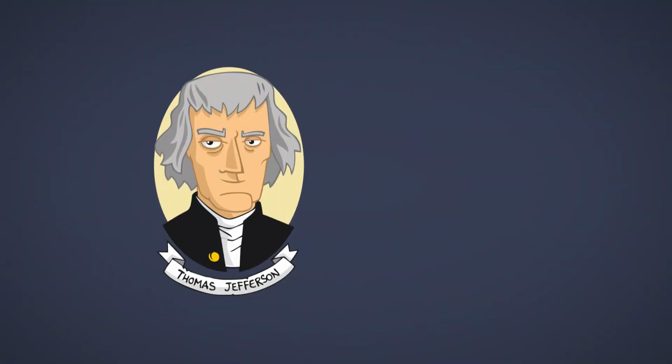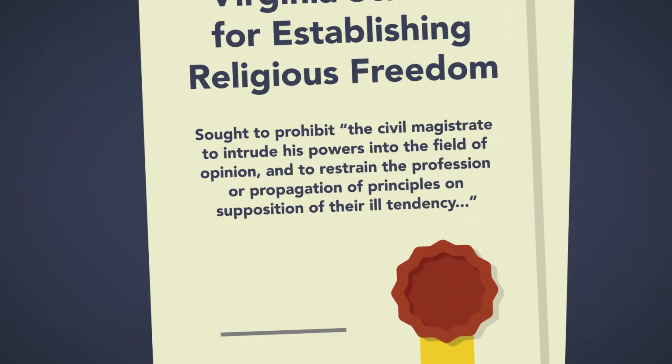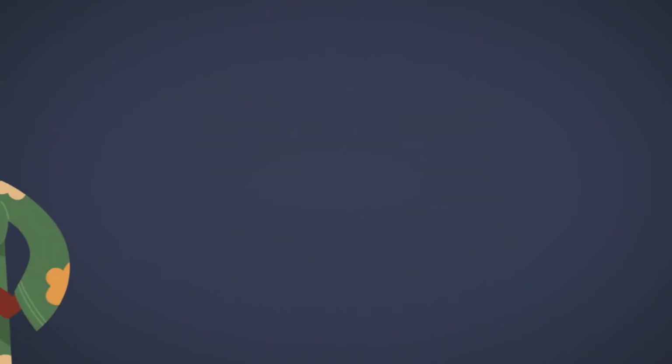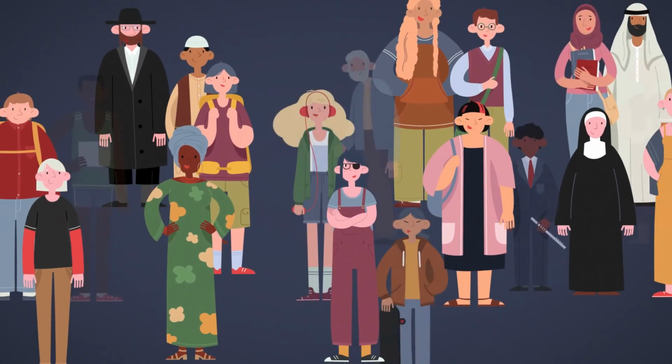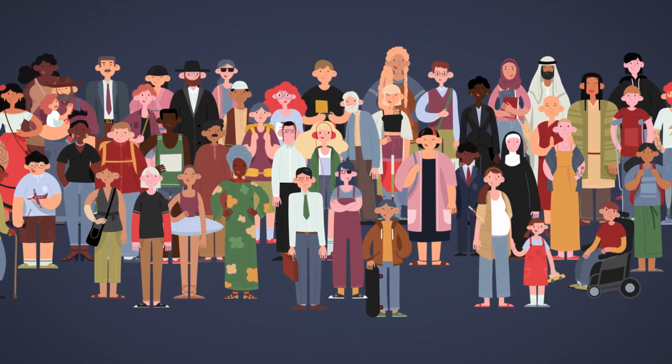The court relied on Thomas Jefferson's preamble to the 1786 Virginia statute for establishing religious freedom, which sought to prohibit the civil magistrate to intrude his powers into the field of opinion and to restrain the profession or propagation of principles on supposition of their ill tendency, which Jefferson states was a dangerous fallacy which at once destroys all religious liberty. The definition reflected the founders' desire to foster a society in which religious diversity could flourish and in which the right to exercise religion would not be weakened by the threat of reprisal from the government.